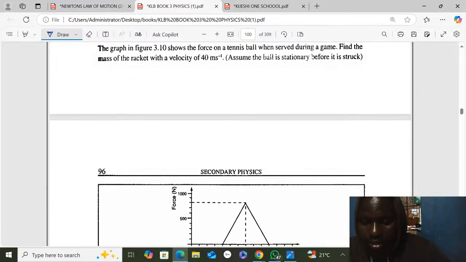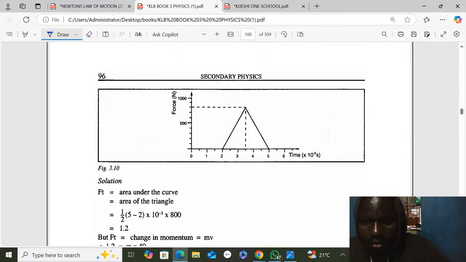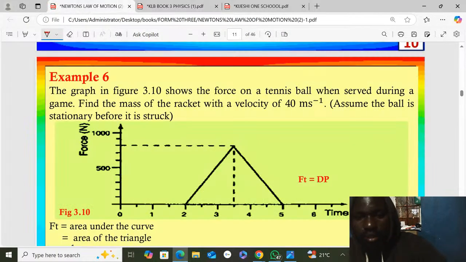Let's apply this to this example, where you are told: the graph shows the force on a tennis ball when served during a game. Find the mass of the racket with a velocity of 40 meters per second. In this case, we are first asked about the mass, but how are we going to arrive at it? The first thing is we need to look at what will be the impulse.